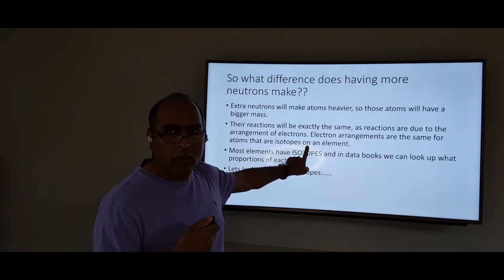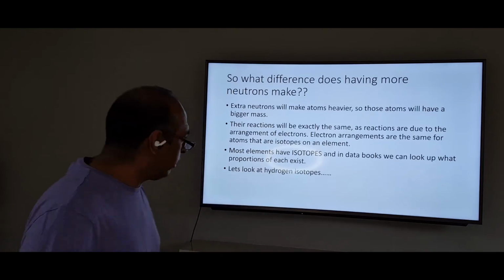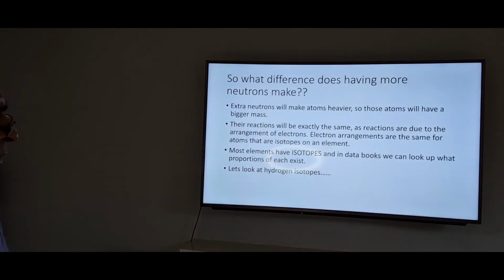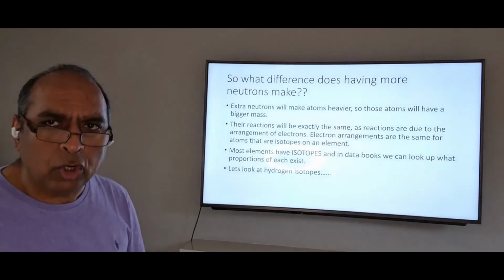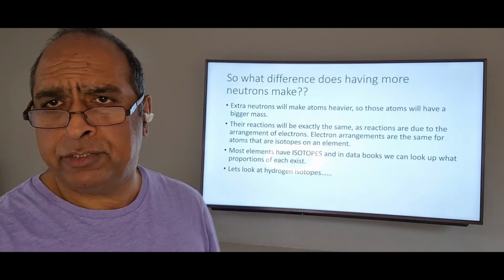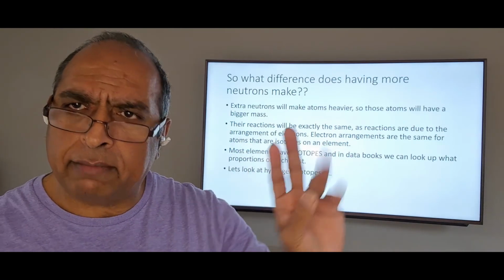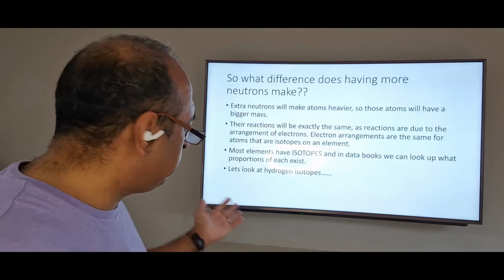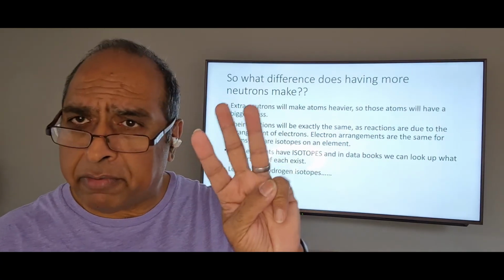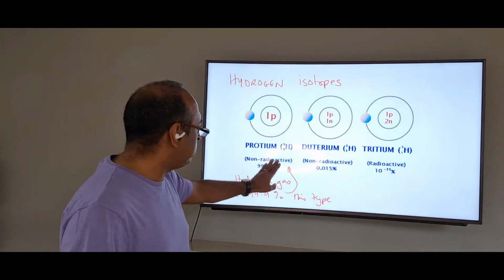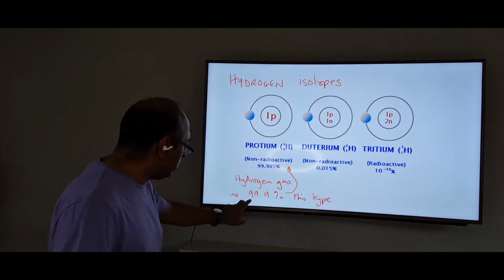Again, I will make these kinds of mistakes. I hope you can correct them. Most elements have isotopes in data books, so you can look up the percentages, like chlorine 75% to 25%, lighter isotope to heavier isotope. But let's look at hydrogen isotopes. There are three kinds of hydrogen isotopes. There's protium, which is the normal hydrogen.